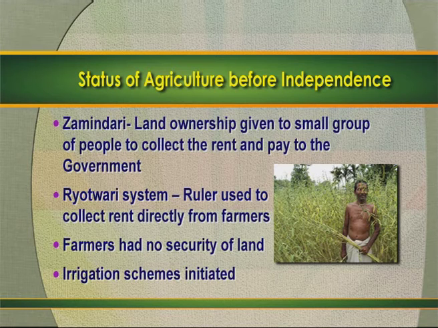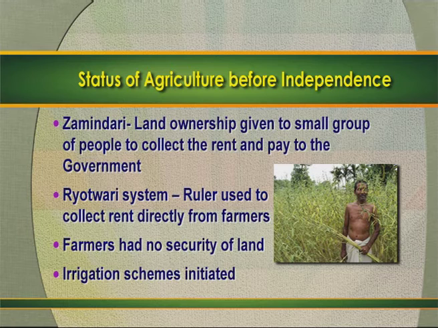Land ownership was given to a small group of people to collect the rent from the individual farmers and pay it to the government. Actually, the British government used to collect the rent from the farmers. Two models of collecting the rent were developed. One was the Zamindari, another was the Ryotwari. In the Zamindari system, they created a small group of people who had the ownership of the land. They used to collect the rent from the individual farmers. In the Ryotwari system, the ruler used to collect rent directly from the farmers. With this effect, the farmers did not have much interest in agriculture for their land development.